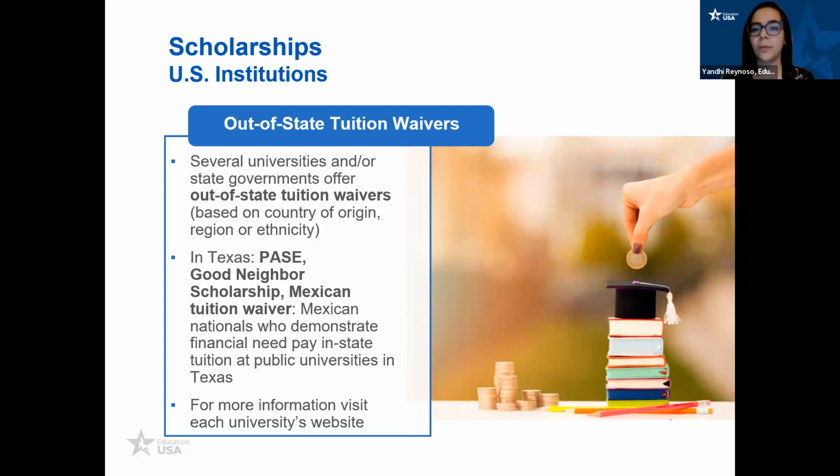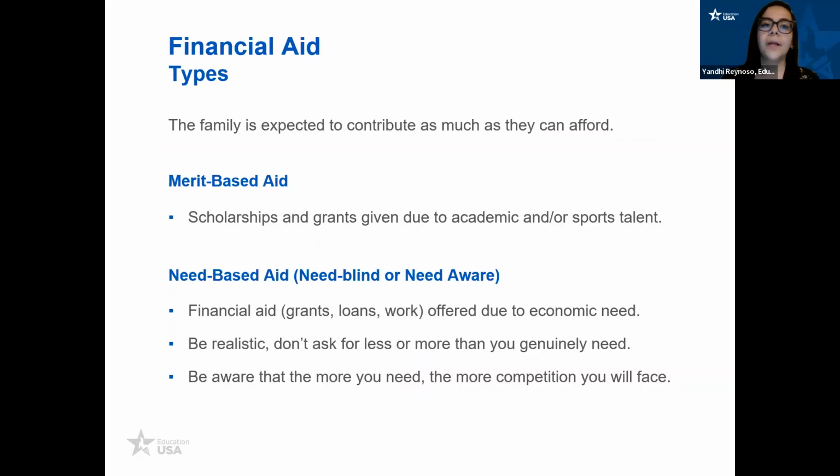Not only Texas has this opportunity, there are a few other states that have in-state tuition, or out-of-state tuition waivers for students. So this is a great opportunity for you to explore, and this is a way to reduce costs. There are also some types of scholarships that are offered to international students.